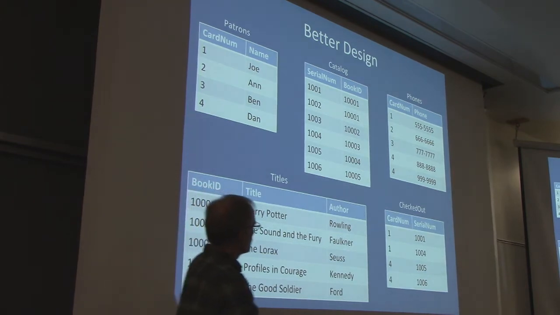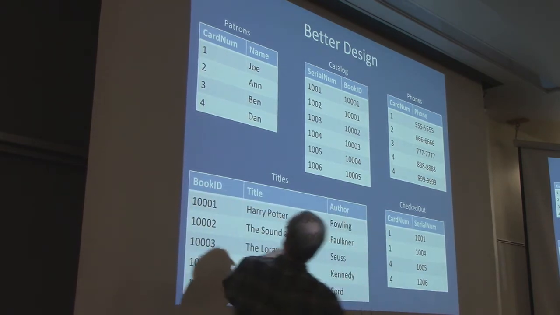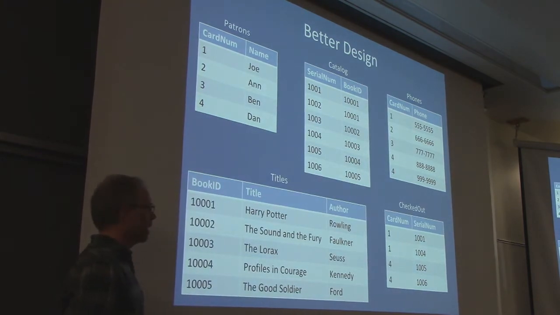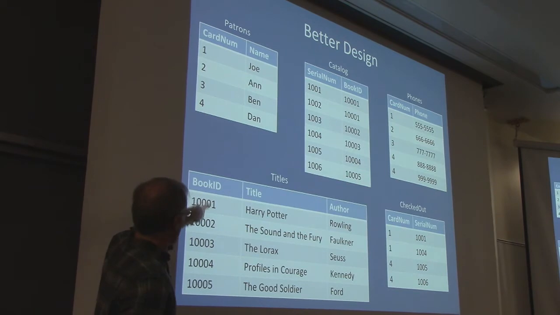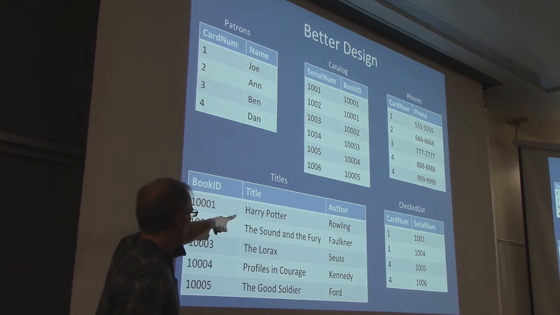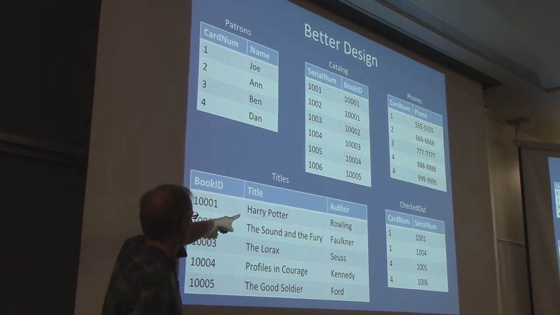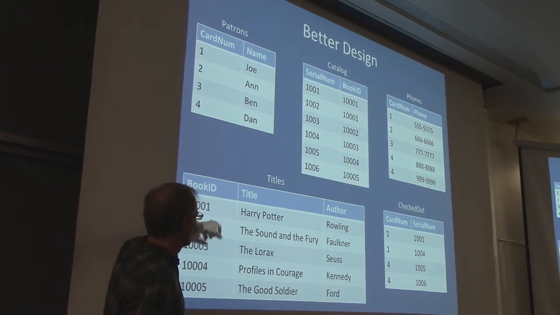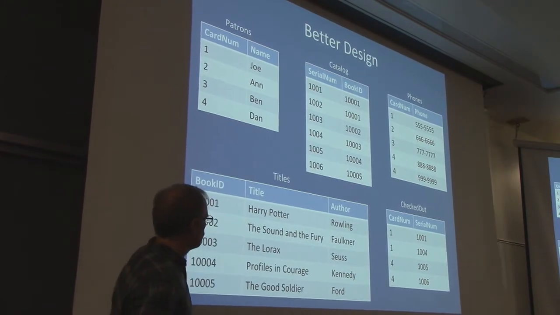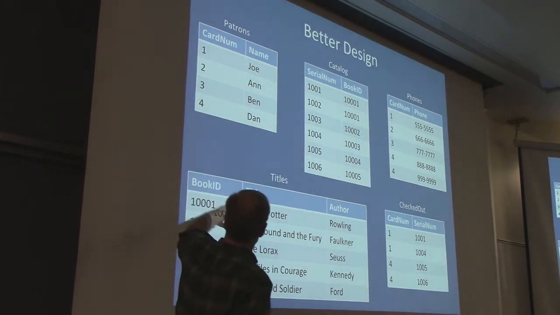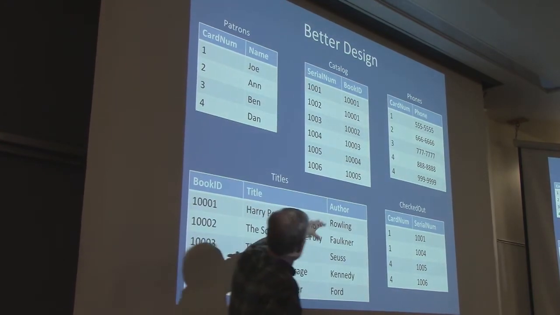Okay? Let's see what else there is. We have titles. So these are all the different titles we have in our library. So we have the book ID. What I said before was wrong. This is more like the ISBN, a unique number for Harry Potter. Even if you have 10 copies of Harry Potter, they're all going to have the same book ID, same international book number. So we've got 5 different books in our library. And for each one we store its ID number, its title, and its author.